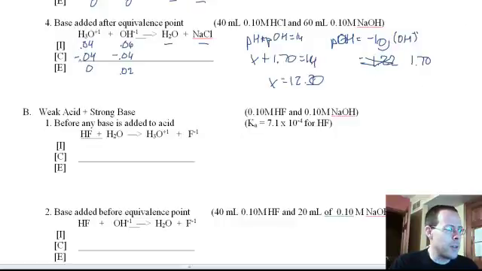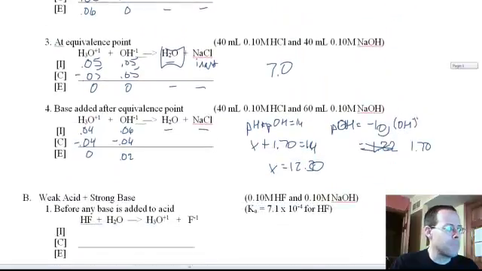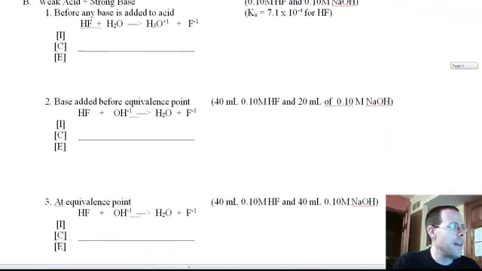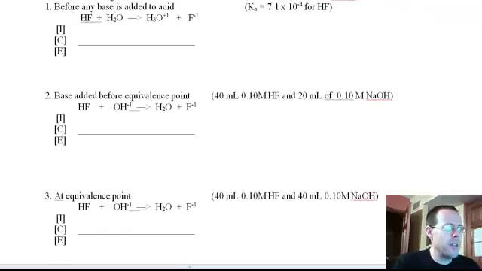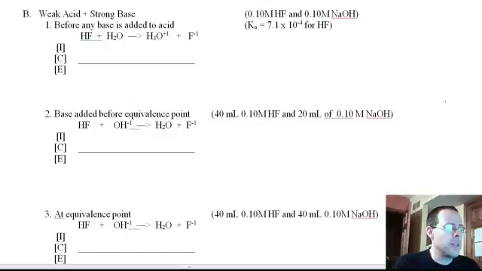This is not the difficult stuff, but that's kind of how titrations work if we're having a strong acid or strong base. So our next stuff is going to be a weak acid plus a strong base. And notice we are having sodium hydroxide as our strong base. Sodium hydroxide is our strong base, and HF is our weak acid.